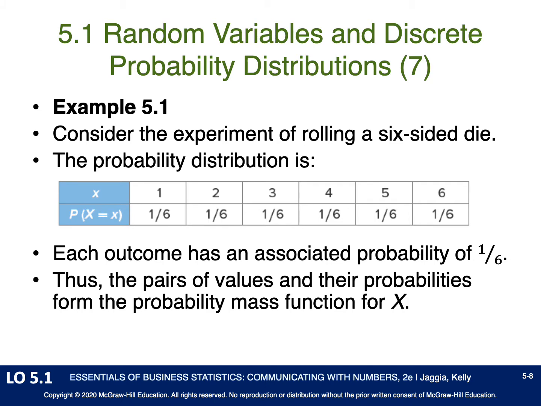So let's look at this experiment. Here we are rolling a six-sided die. So the probability that we roll a 1 is 1/6. The probability that we roll a 2 is 1/6. The probability that we roll a 3 is 1/6. So for every single option, every observation, we have a 1/6 probability. Each outcome has a probability of 1/6. If we add those all up, they equal 1. So the probability mass function is all of those together.